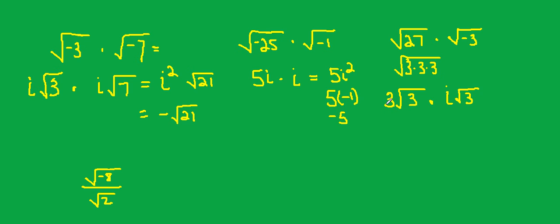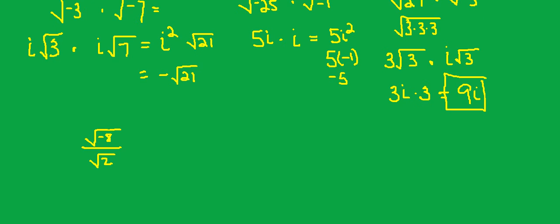Okay, so this ends up being 3 times i is 3i, and the square root of 3 times the square root of 3 is 3, so that'll be times 3, and 3i times 3 equals 9i. Aye, aye, Captain. Alright, so there's my answer for that one.